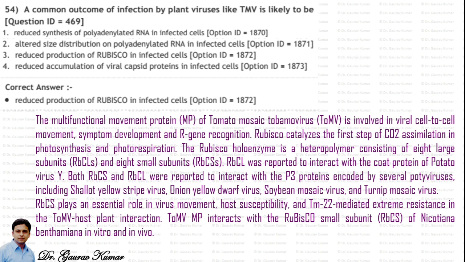vitro and in vivo. So after reading this explanation, I guess you will easily understand why the TMV infection causes reduced production of Rubisco in the infected cell. There are a lot of reports showing the interaction of this movement protein and the Rubisco small subunit, and recently it was established in Nicotiana benthamiana both in vitro and in vivo.